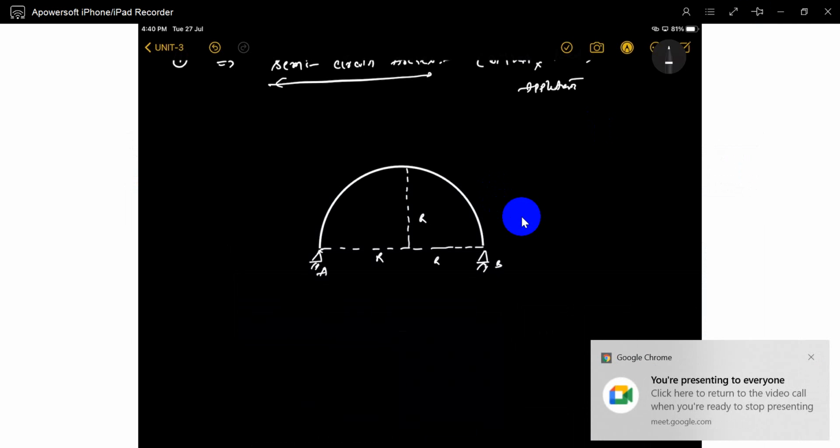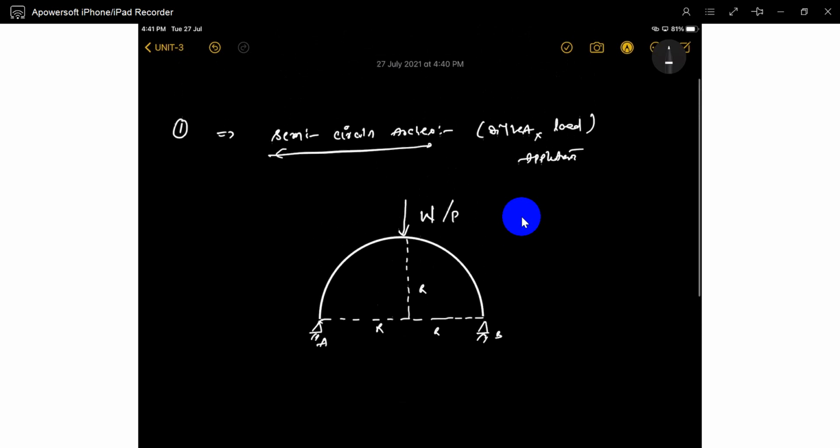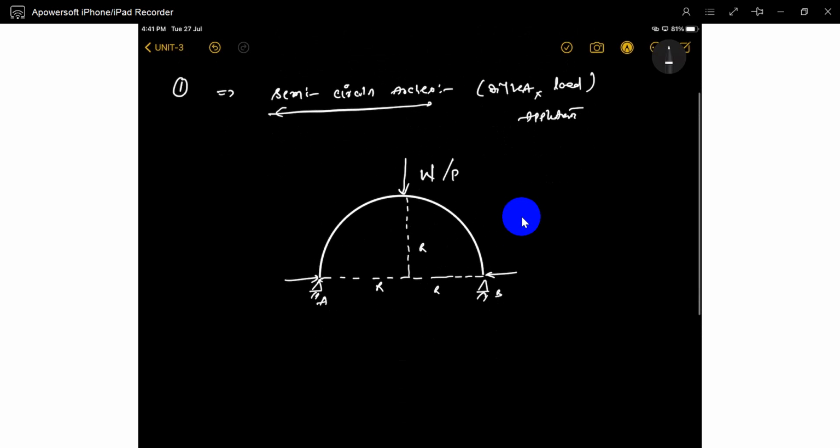So see, in a semicircular arch, say some load capital W, or take P for ease, a concentrated load acting at a point like this. What is the horizontal thrust? Both sides' horizontal thrust is equal, because there is no other horizontal load. It should be compulsory that HA is equal to HB, so H is equal.